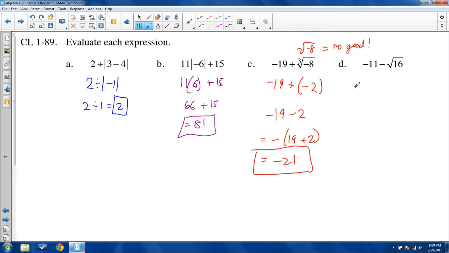Okay, last one, D. Negative 11 minus the square root of 16, that's 4. Negative 11 minus 4 is the opposite of 11 plus 4. So that's negative 15. Notice how I'm saying that each time. I really want you to know how to do these. Even if you use a calculator or even if you don't, I want to make sure that you know this number isn't getting closer to 0. It's getting farther away from 0. I started negative, I'm taking away from that negative, going farther out.